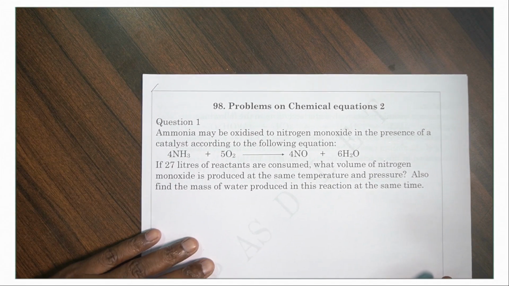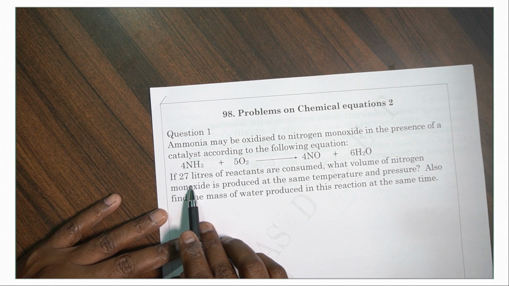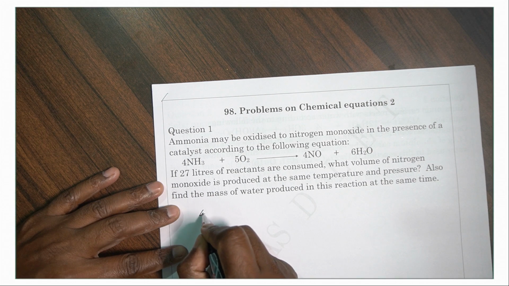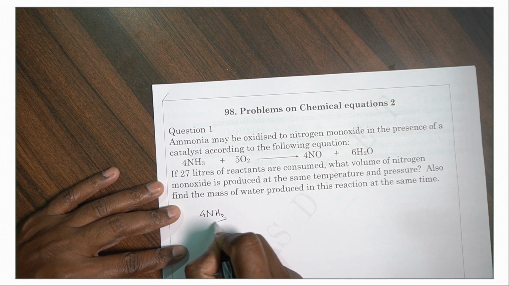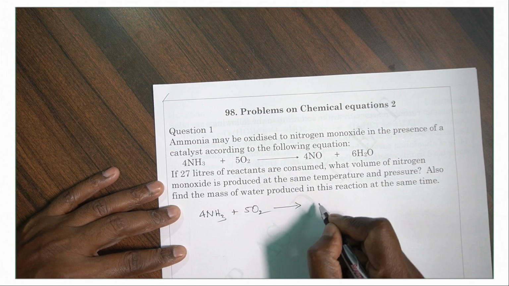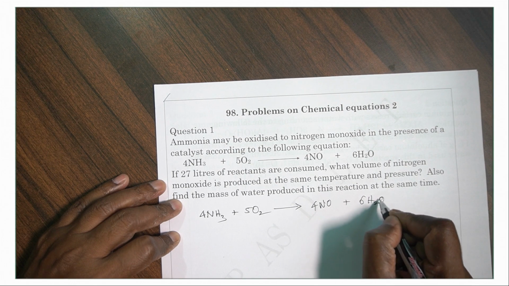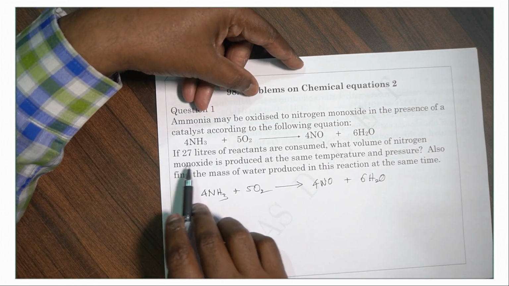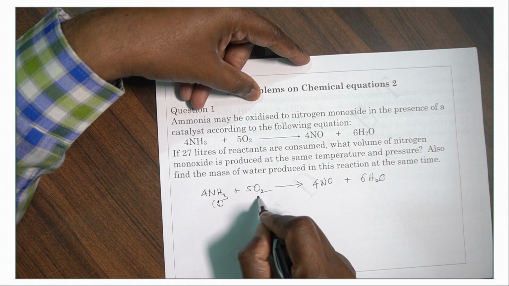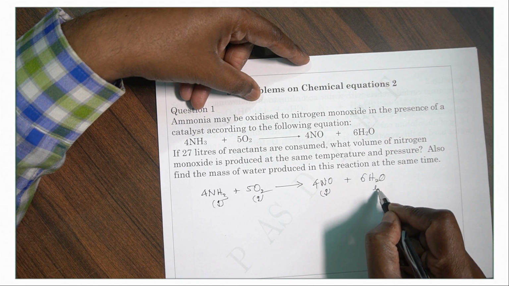Now, in this question they have actually mixed up the reactants together. 27 liters of reactants. So let us write the reaction: 4NH3 plus 5O2 gives 4NO plus 6H2O. Now when they are saying 27 liters of reactants, you see these are gases. Ammonia is a gas, oxygen is also a gas, the product nitrogen monoxide is a gas, and water is a liquid.